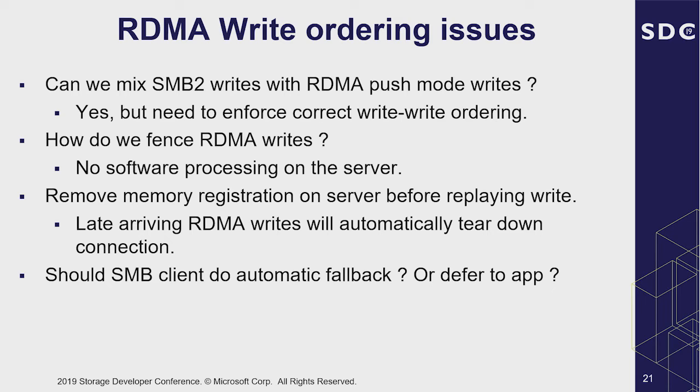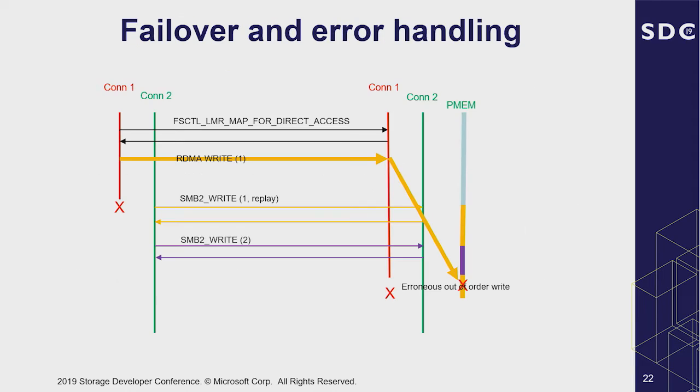So the way to achieve that is, if we ever do an RDMA push mode write, and the client wants to, for whatever reason, retry that write over SMB because it lost a connection or whatever it is, it has to make sure that the registration is removed from the server. That will act like a fence, so that no in-transit push mode writes will land in that region after the SMB fallback has completed. So basically, once you deregister the region, the late arriving RDMA write fails.